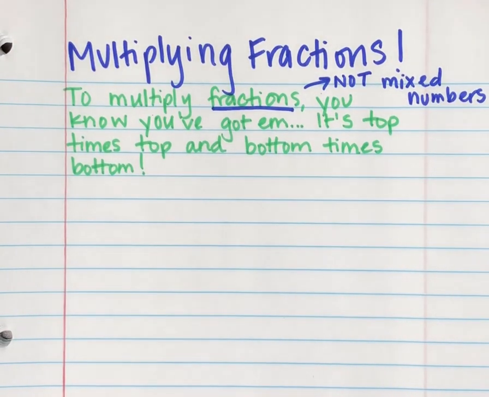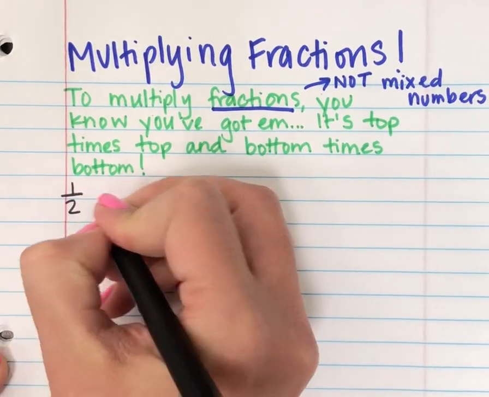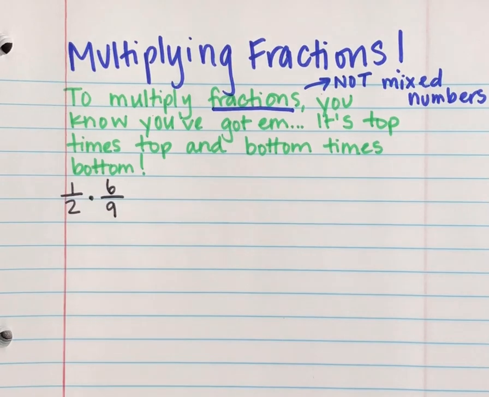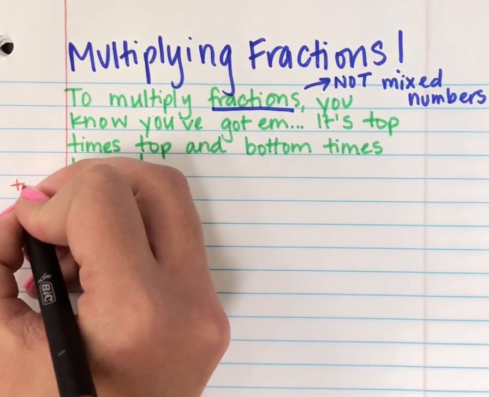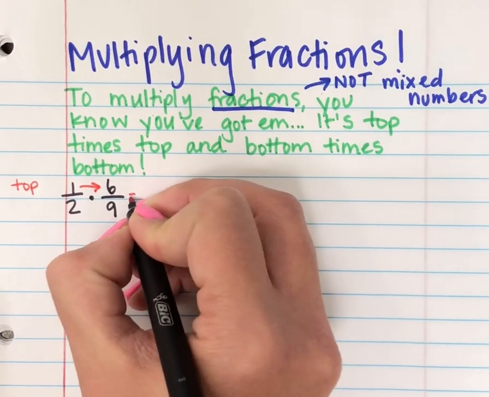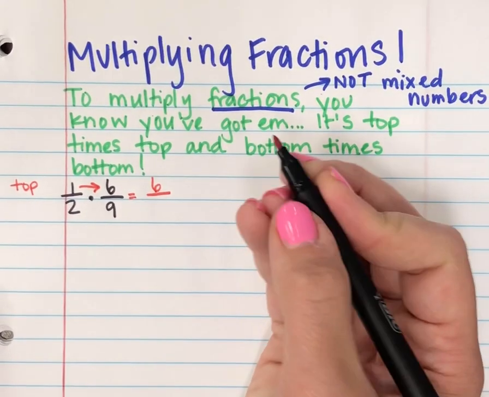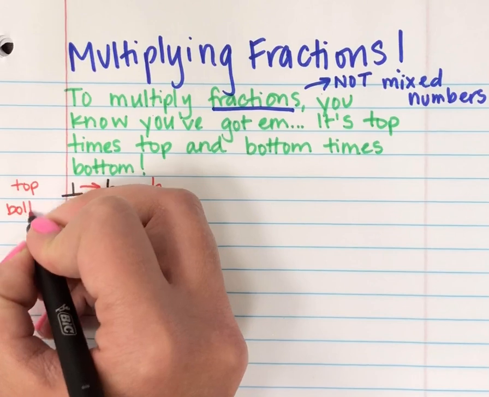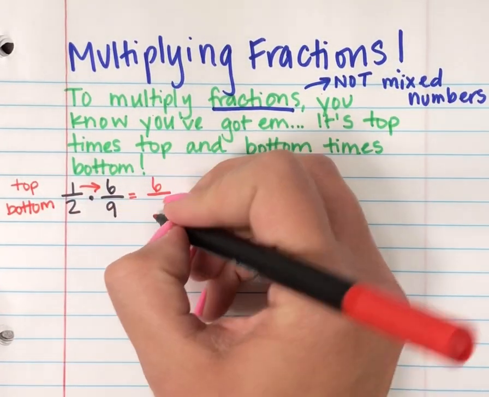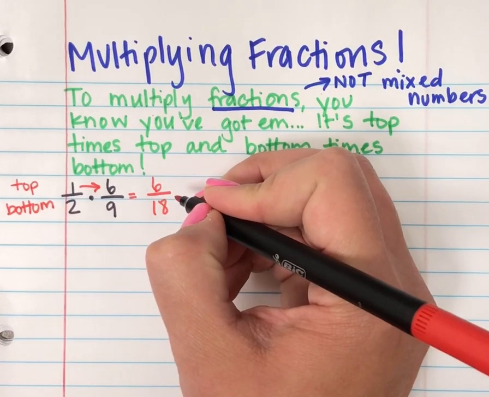So the first example that we're going to do is really kind of a simple one. It's 1/2 times 6/9. So our rhyme says to multiply fractions, you know you've got them. It's top times top, so that just means your numerator, top times top. 1 times 6 would be 6. And then bottom times bottom. 2 times 9 is 18.